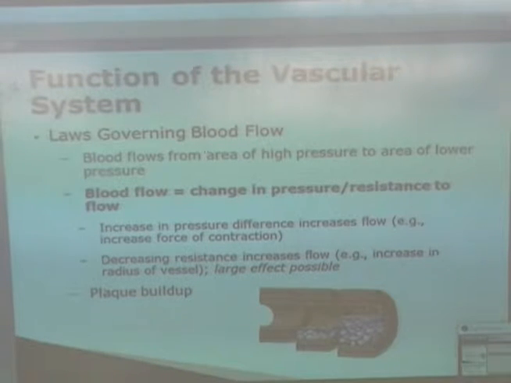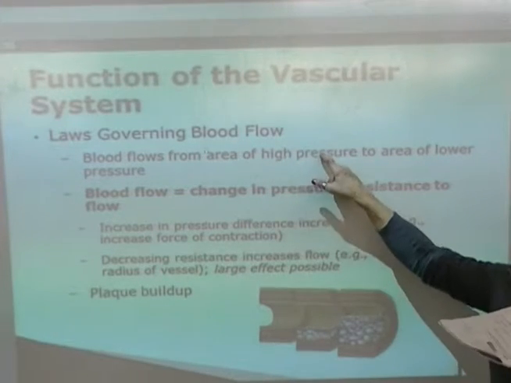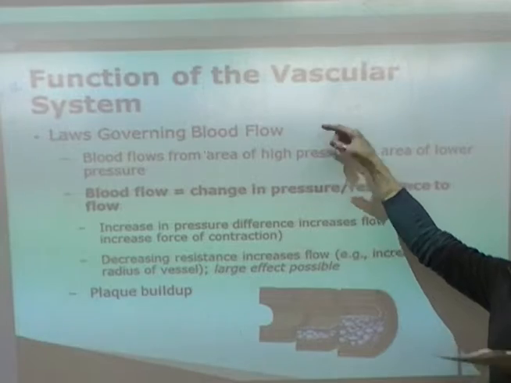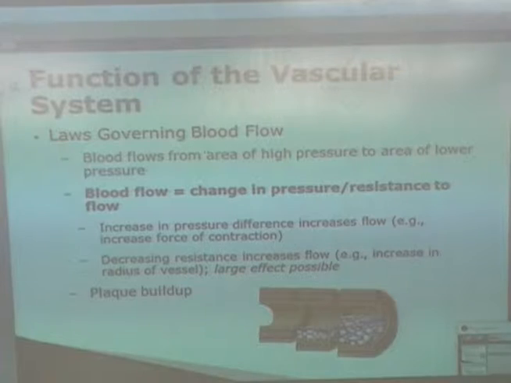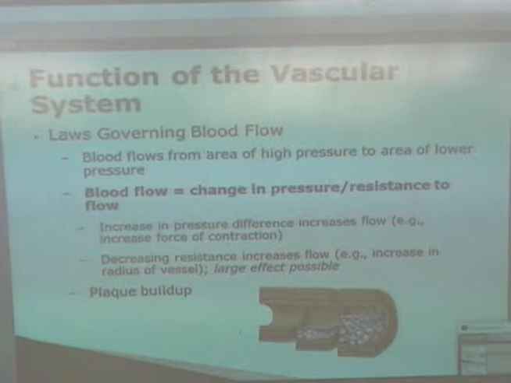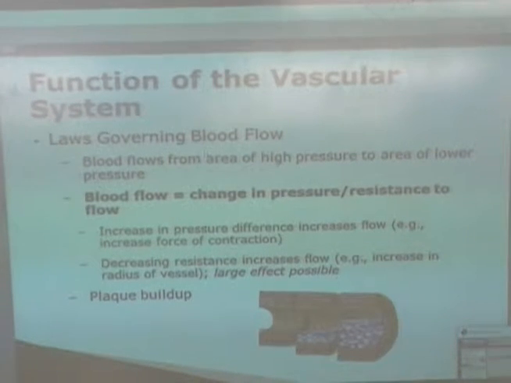pressure or high concentration to an area of lower pressure or lower concentration. Okay? When we are looking at the cardiovascular system, the highest pressure is in the aorta and then the left ventricle. And the lowest pressure is in the veins and the right atrium. So that circular system that we discussed on Monday flows from high pressure leaving the left ventricle through the aortic valve into the aorta, round the body, back to the right atrium. Okay?